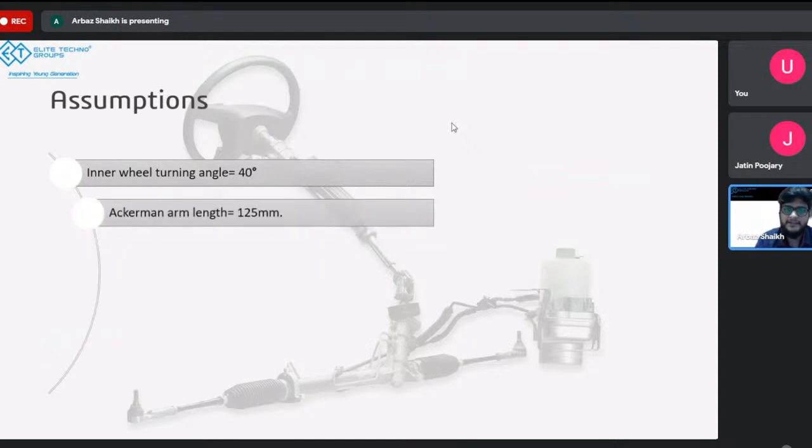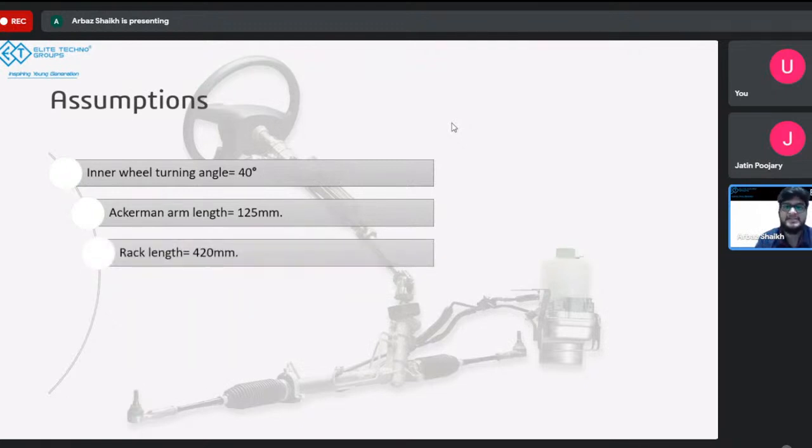Next, the Ackerman arm length. I'll talk about this more when we go for the Ackerman arm length calculation, and that we are assuming to be 125 mm. And one more thing, if all of you can take a pen and paper and note down all the things that are happening in this calculation, it will be very good for you. It will help in solving the questions in your scholarship test also, and you can have notes for later reference, right? So the Ackerman arm length again is 125 mm.